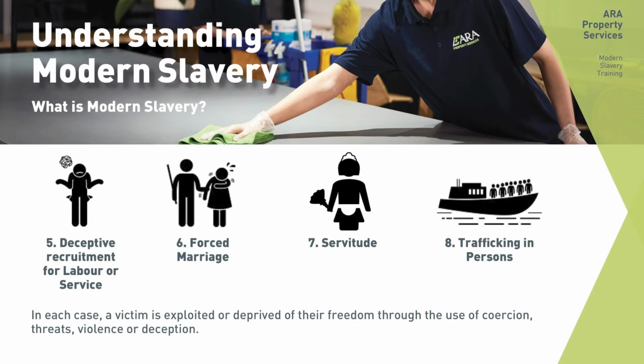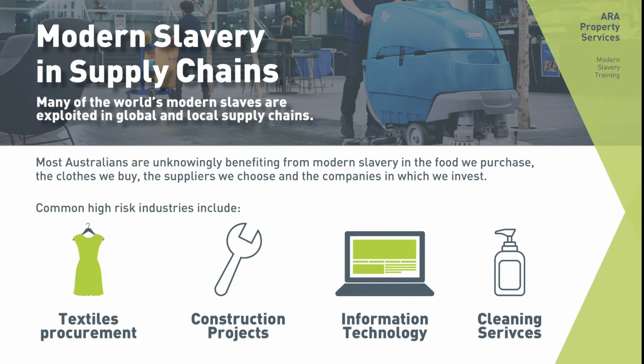Deceptive recruitment for labor or service. A victim is deceived about the work and they will be exploited through any type of slavery. Forced marriage. Coercion, threats, or deception are used to make a victim marry. Servitude. A victim's personal freedom is significantly restricted and they are not free to stop working or leave their place of work. Trafficking in persons. The recruitment, harboring, and movement of a person for exploitation through modern slavery. In each case, a victim is exploited or deprived of their freedom through the use of coercion, threats, violence, or deception.